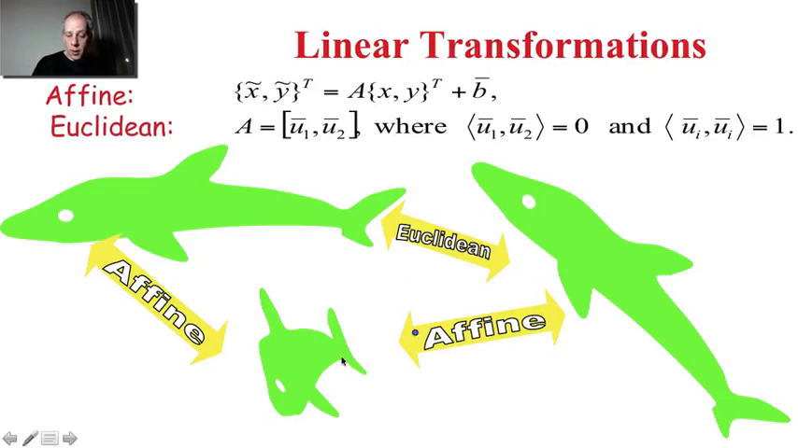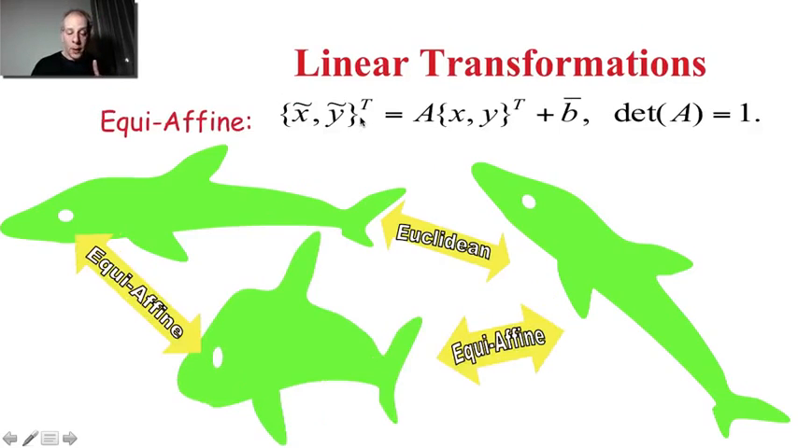And of course, these are also related by an affine motion. Now, there's a particular thing in affine motions: if the determinant of this matrix is equal to 1, then those are called equi-affine motions. If the determinant is equal to 1, what happens is that the area doesn't change. So you can stretch differently in different directions, you can rotate, you can translate, but the area is preserved.